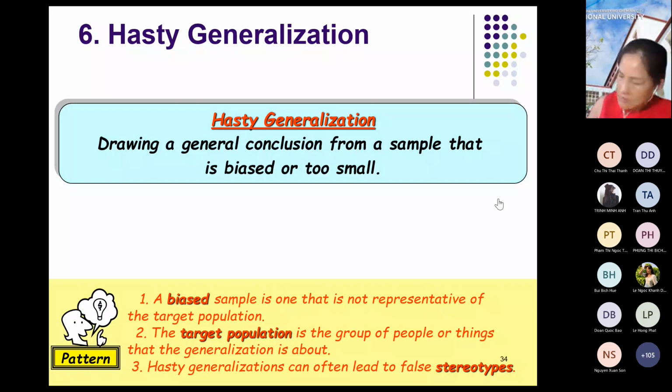Inductive generalization. Oh, inductive generalization, very good, isn't it? We see that the names of the arguments are very similar to the names of the fallacies here. In inductive generalization, if you remember, we have to answer 3 questions in order to check the format.